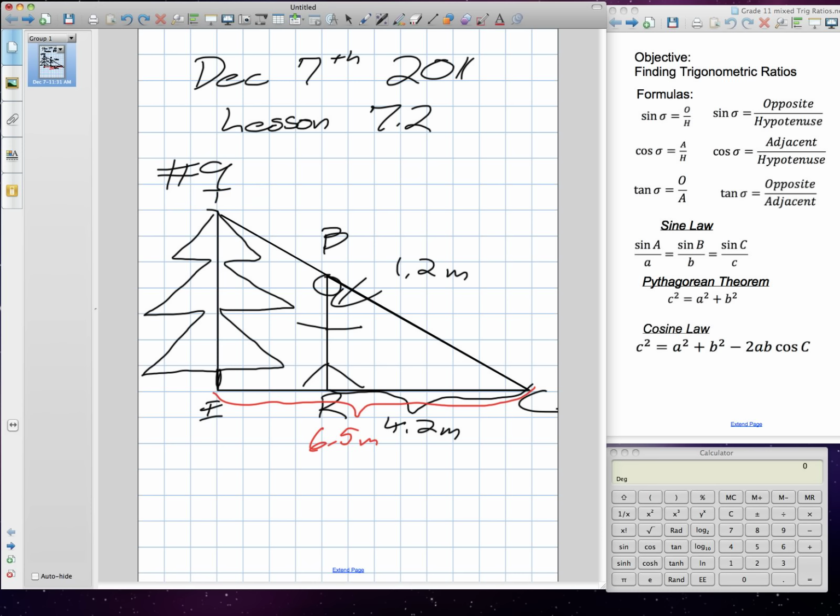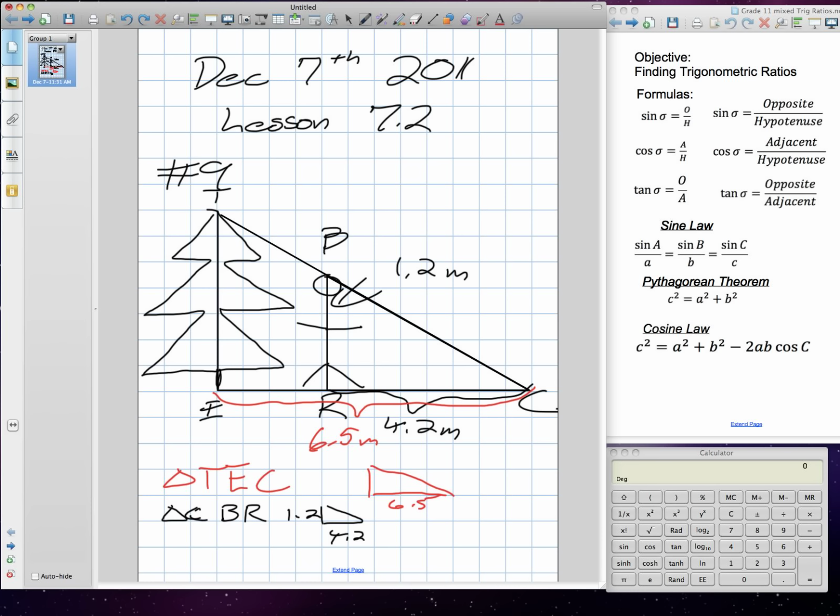Triangle, I'll write these down here. Triangle TEC has measurements like this, which is a base of 6.5 meters. And then it looks like triangle CBR. Now let's fix that triangle. Triangle CBR has the measurements of 4.2 at the base and 1.2 for the height.